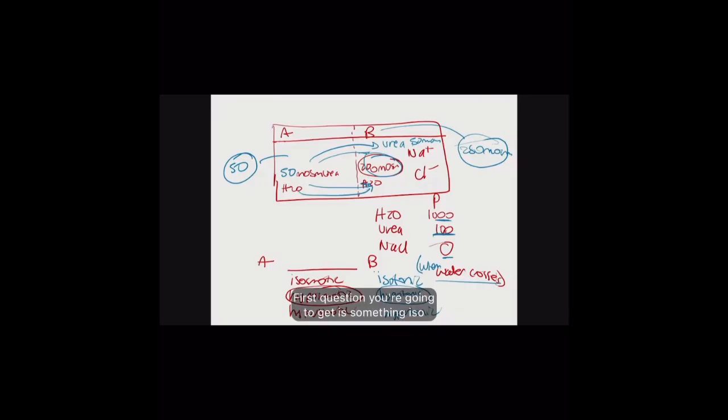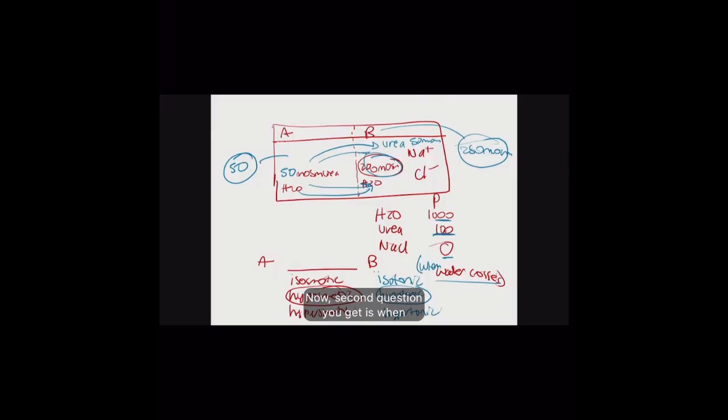First question you're going to get is whether something is iso-, hypo-, or hyperosmotic to another compartment. So is A iso-, hypo-, or hyperosmotic to B before any water crosses? At that point, nothing has moved. You just look at the numbers, right? So we had here 100 milliosmolar urea, and here we had 200 milliosmolar sodium chloride. Before anything moves, which one has the higher osmolarity? B. So we know that A is hyposmotic to B. A has a lower osmolarity than B, okay?